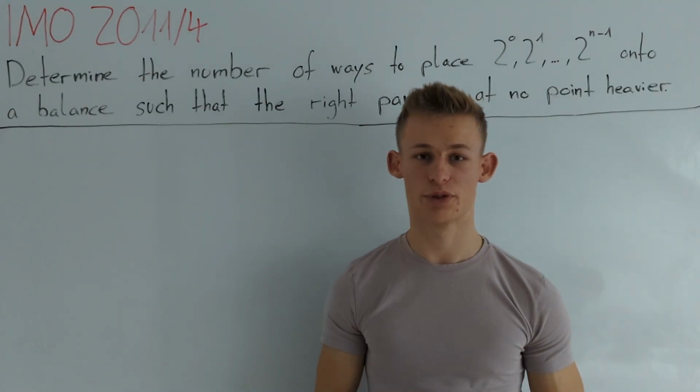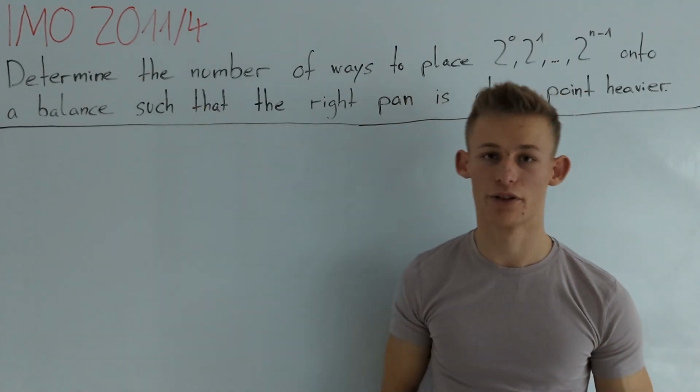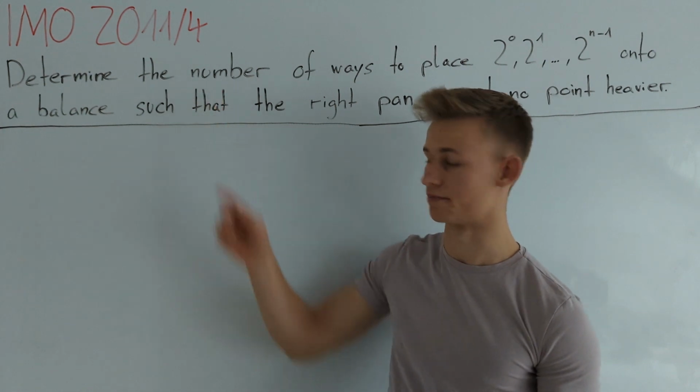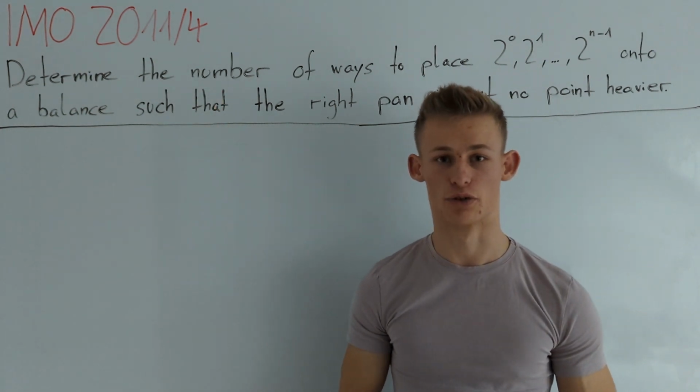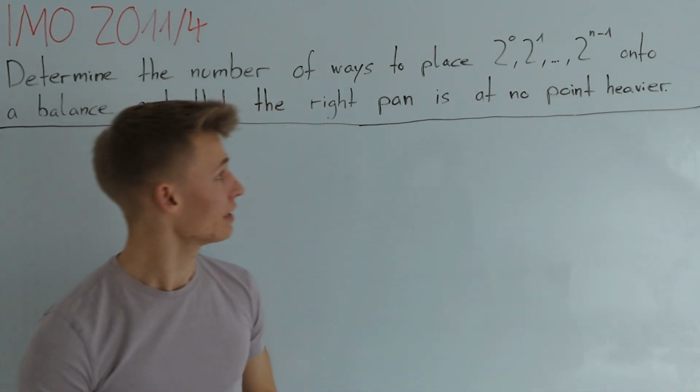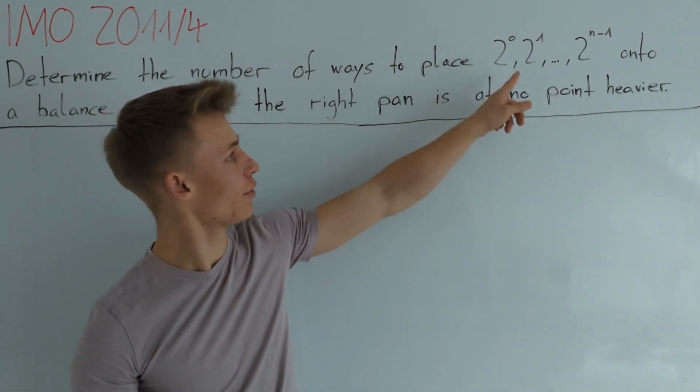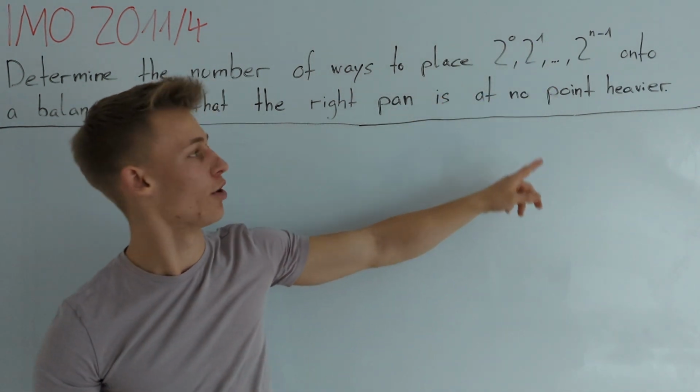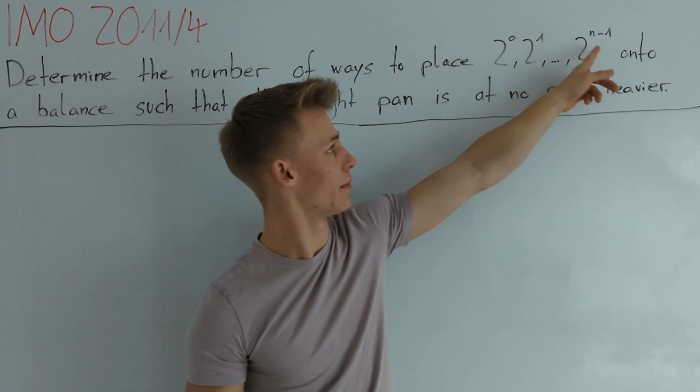Hey guys, today I want to present a solution to the International Math Olympiad 2011 problem 4. At first, let's have a look at the problem statement. We are given n weights: 2 to the power of 0, 2 to the power of 1, and so on up to the weight 2 to the power of n minus 1.